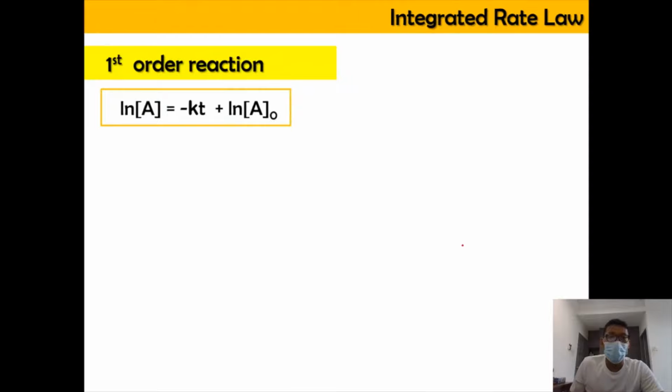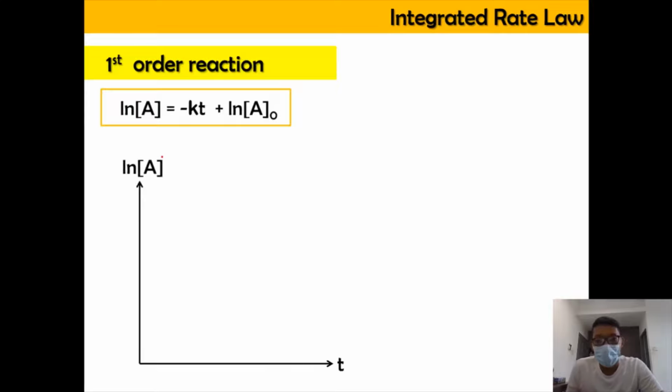Alright, so once you know this integrated rate law, you can basically construct a line graph where ln A is the y-axis, the gradient is negative K, T is the x-axis, and ln A naught is the intercept.